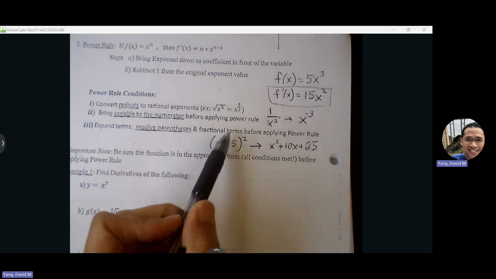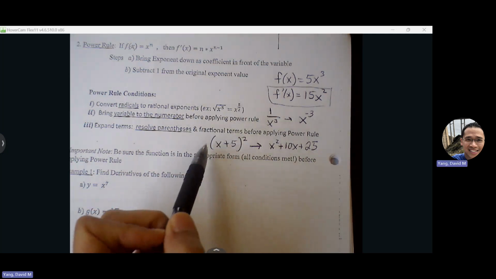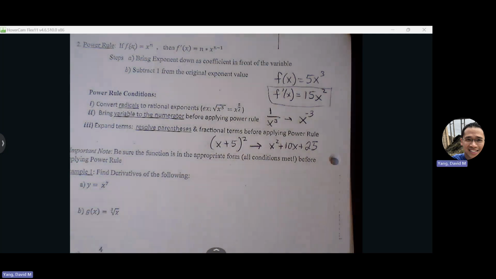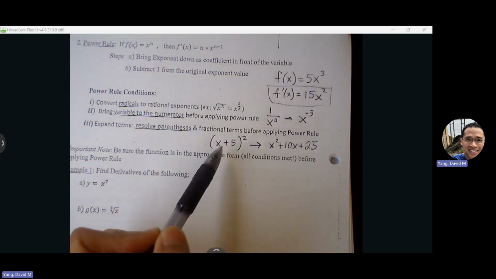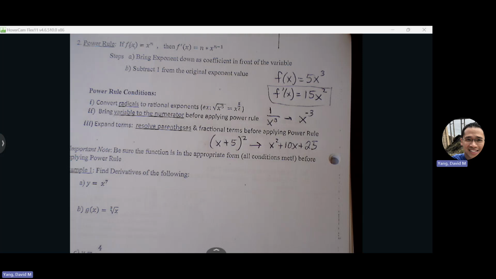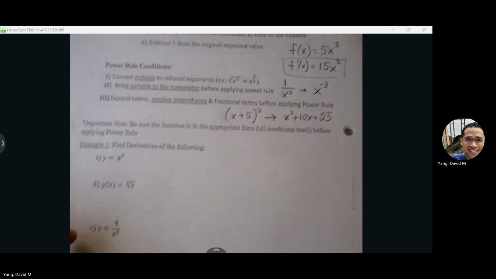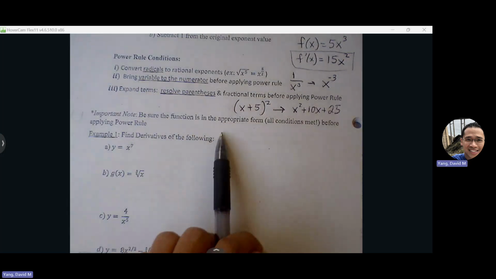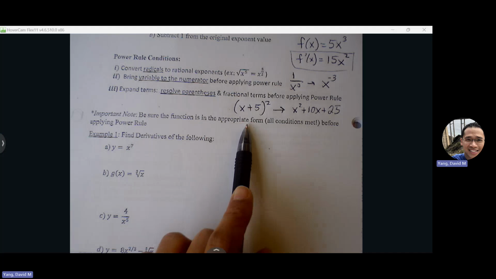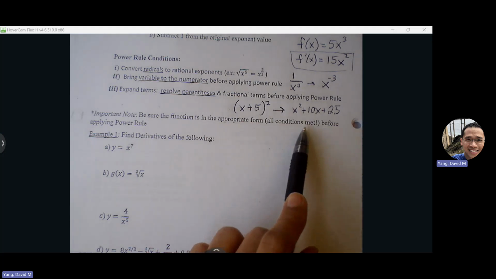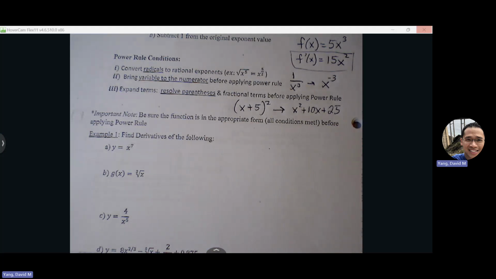Now, we are going to be able to handle derivatives for parentheses later on for more complicated problems that we can't expand or we can't resolve. But for now, we're going to be able to do power rule for anything that involves parentheses, but we first have to expand all the way out. Okay, be sure that our expression is in the appropriate form. We have to make sure that all of our conditions are met before we apply power rule.